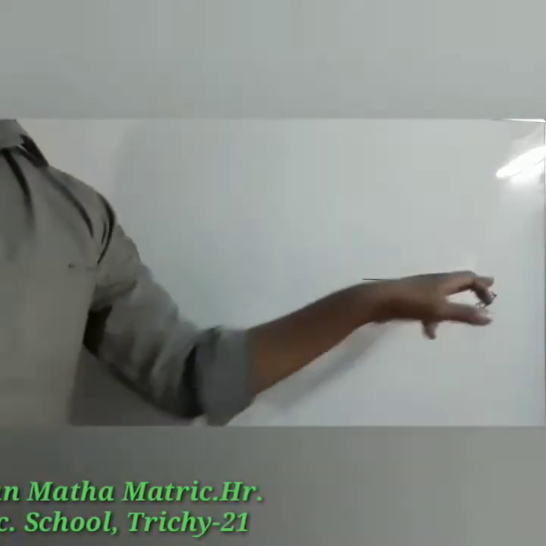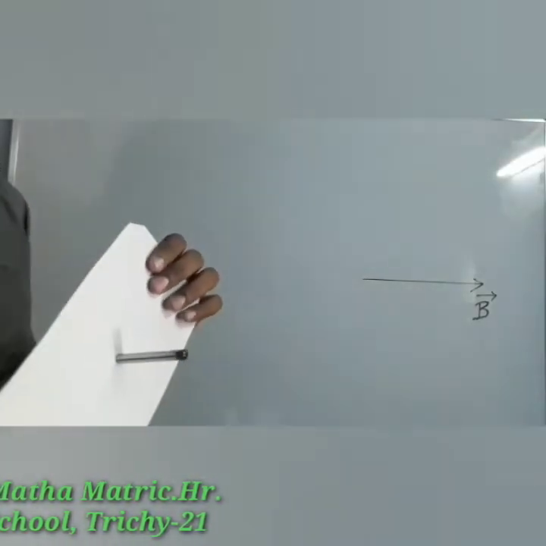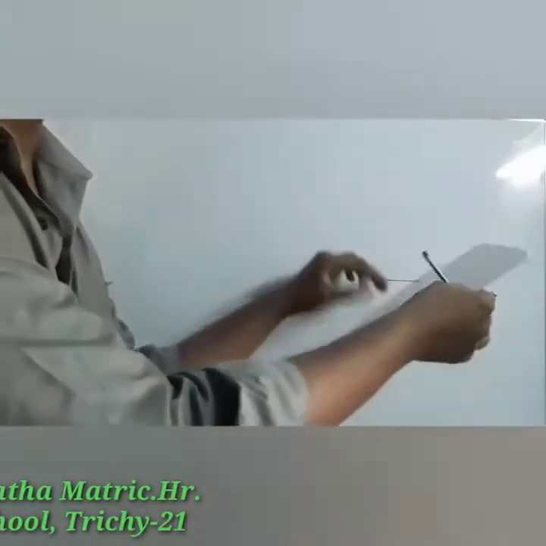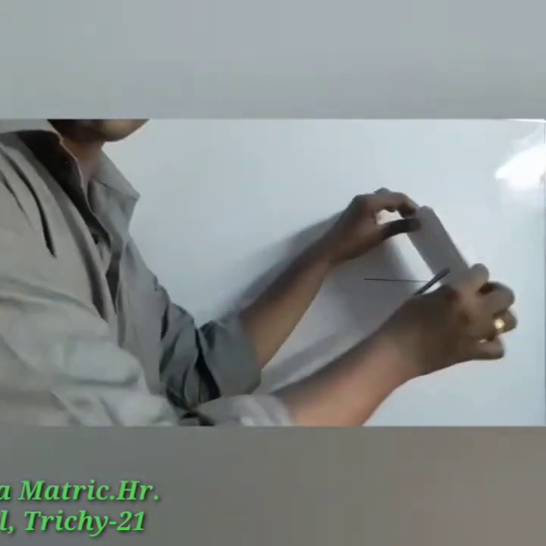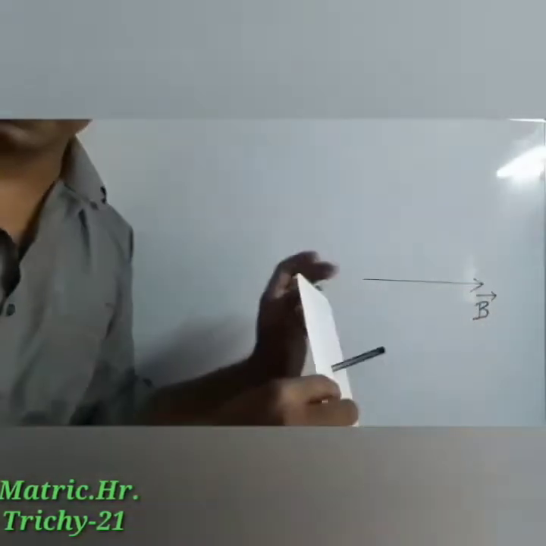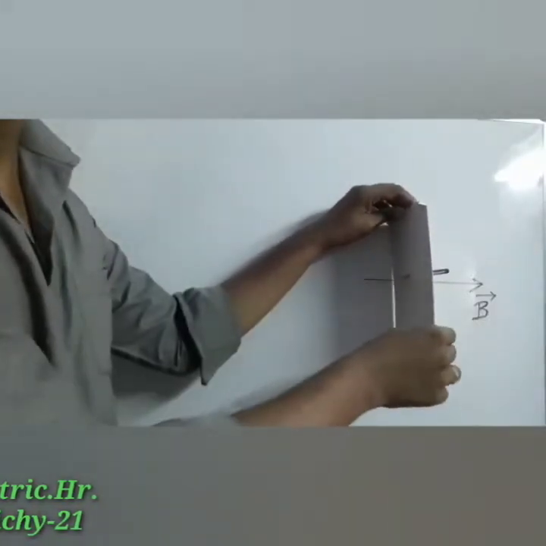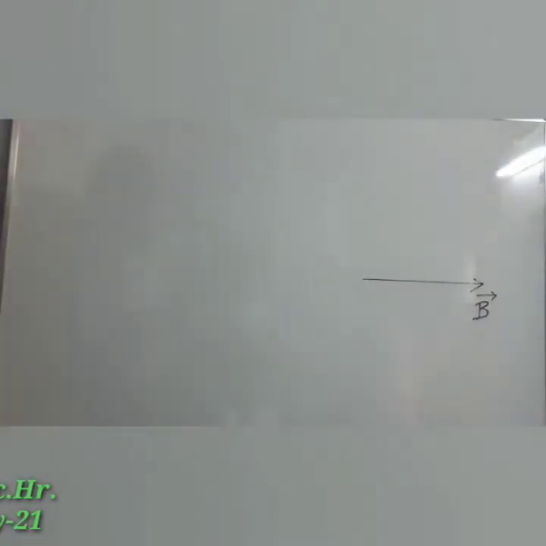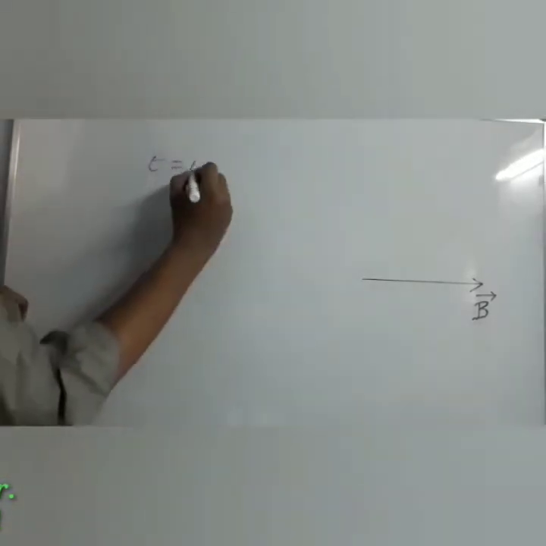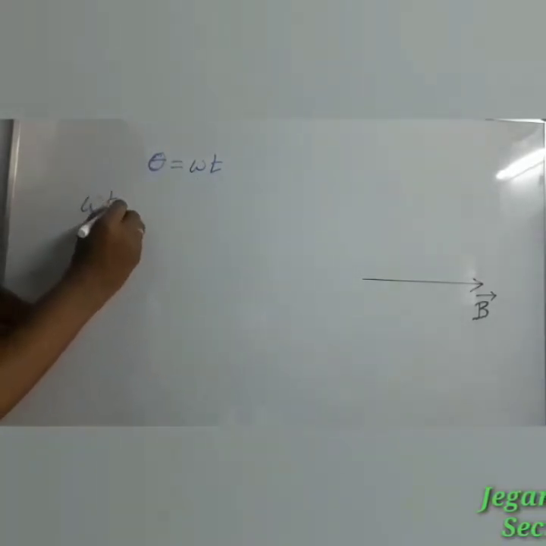Here I have taken only one magnetic field line for your understanding. In that magnetic field line we are going to rotate the rectangular coil in an anti-clockwise direction like this. So what is the initial position? At the initial position, what is the angle between the normal and the magnetic field line? The angle is 0, so theta is equal to 0. Theta is nothing but omega t, so at the initial position omega t is equal to 0.